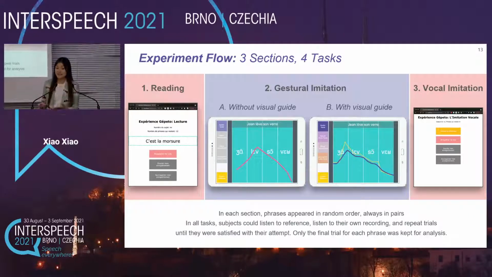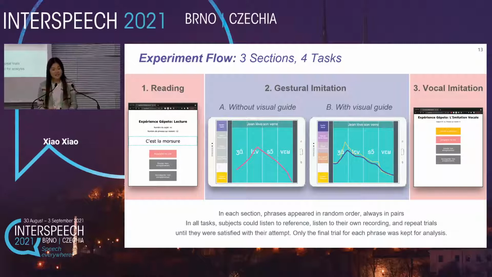The middle part is the chironomy part, or the gestural imitation part. For each phrase, people had 2 attempts. Well, people had multiple attempts, but there are 2 setups for it, where in the beginning, they had to find the right curve without any help. And then after they submit one attempt, the visual guide shows up and gives them a bit of guidance.